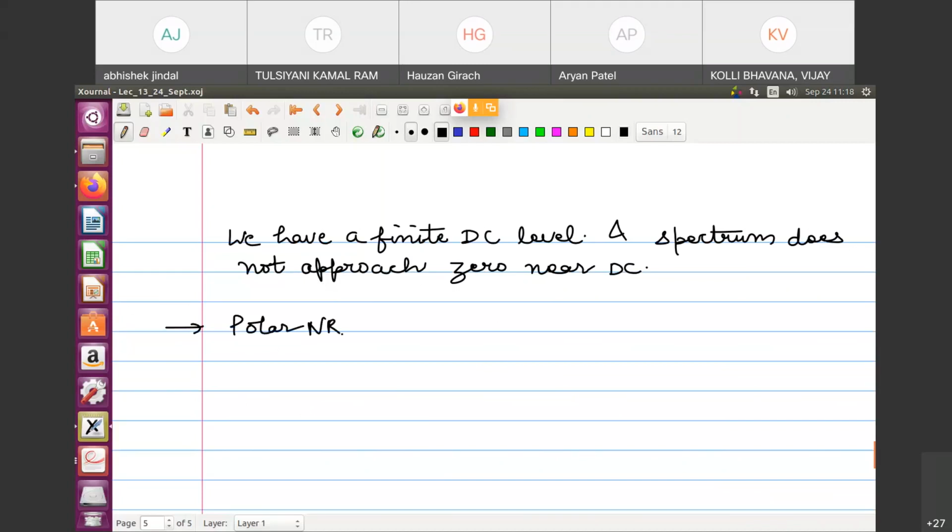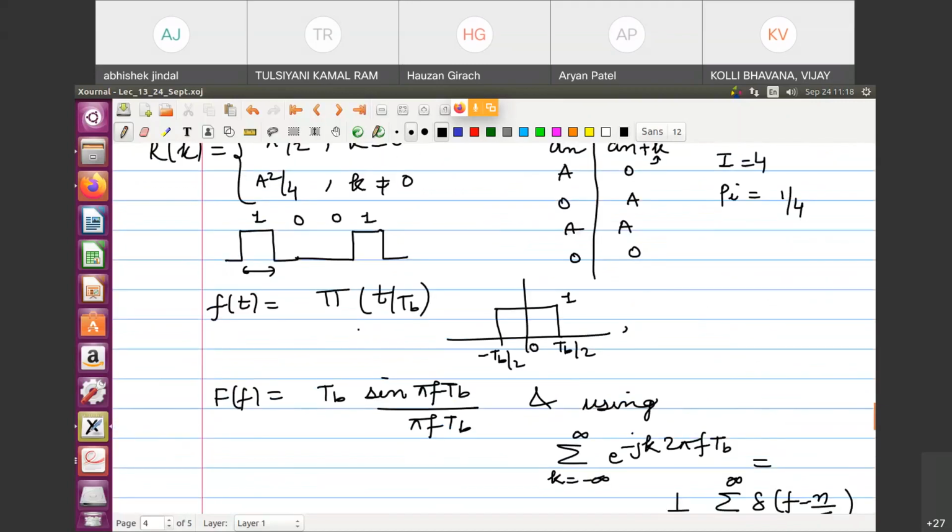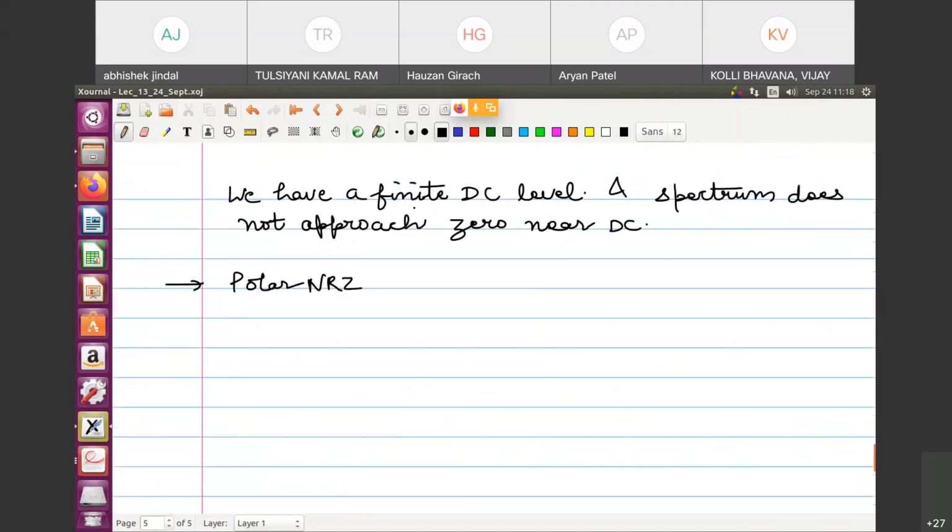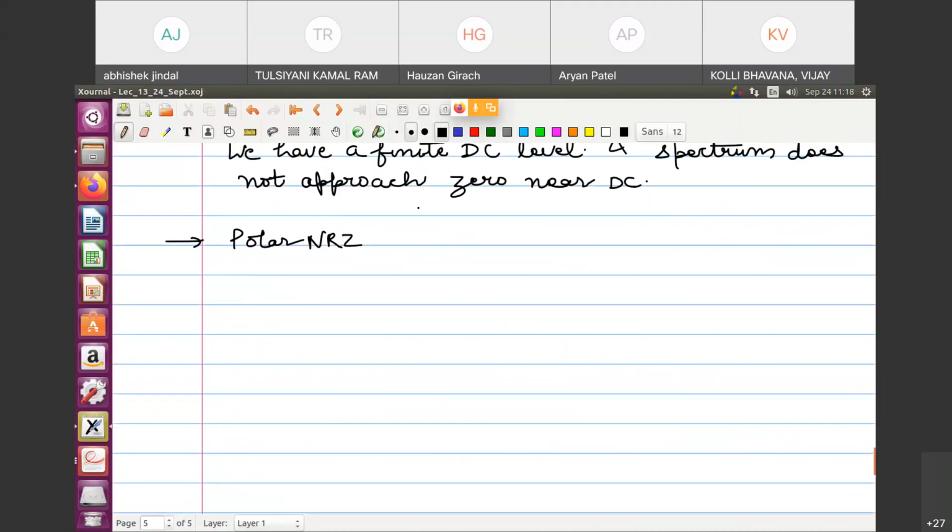Next we are discussing polar NRZ. So one was this unipolar NRZ, then is polar NRZ. It means you have plus A and minus A as the two levels, and the waveform doesn't return to 0 in the bit interval.